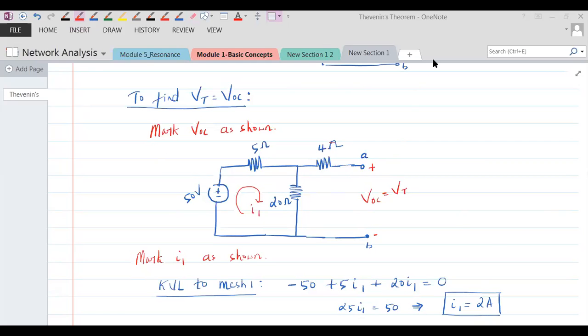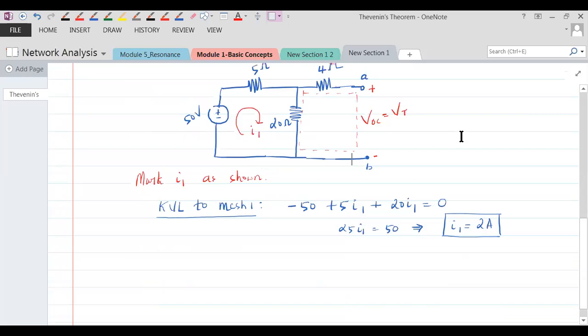Anybody remember that? So we form a dotted path. See, I'm forming a dotted path. I'm very particular in calling this a dotted path only. Why is this a dotted path? Because this path is not a complete path. It's not a closed path. So it is a dotted path. So what I'll do, I'll apply KVL to the dotted path to find out VOC.